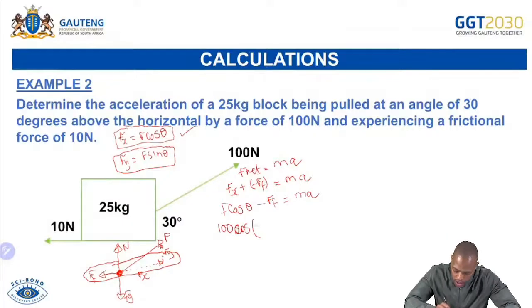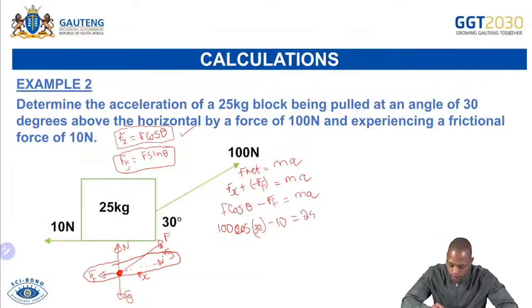So where I see theta, I put in 30 degrees. Minus, do I have FF, or frictional force, somewhere? And the answer to the question is, yes, I do. And the frictional force is 10 newtons. And this is equal to 25 times A.